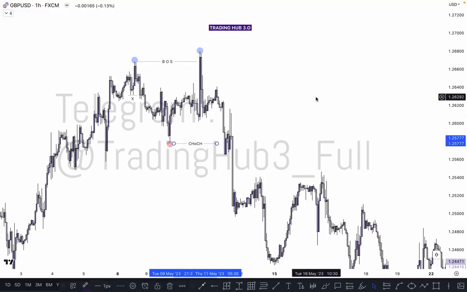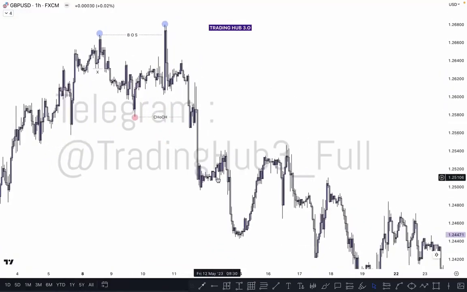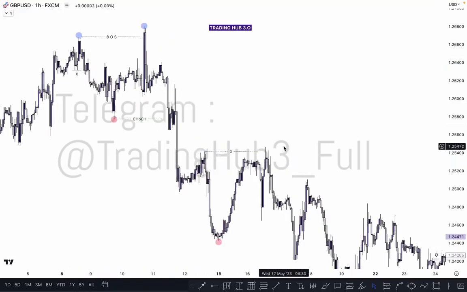So after a change of character, we need inducement, right? So at this point, the market has not taken out any kind of inducement. So at which point did the market take out the inducement? This one. This is our lowest low here, and the market created inducement here. And after taking out the inducement, what happened?